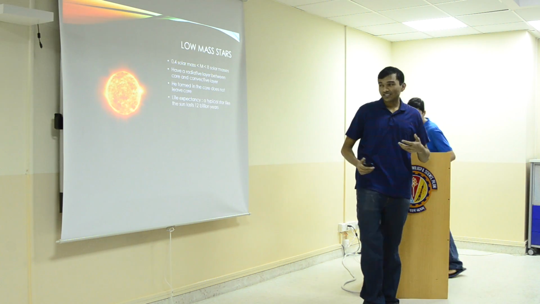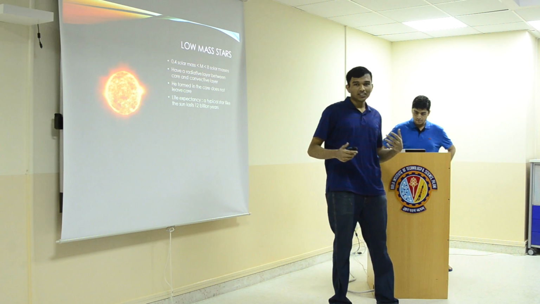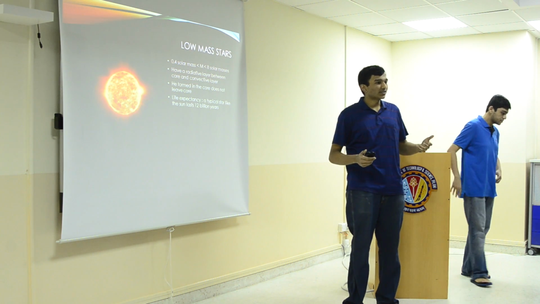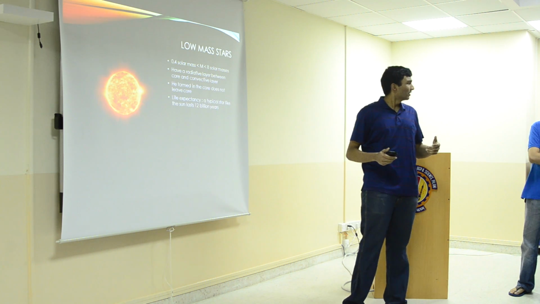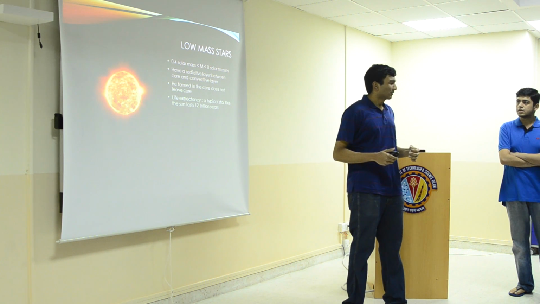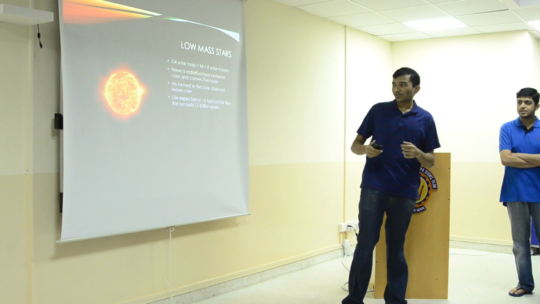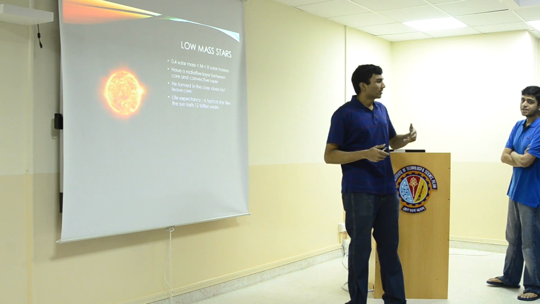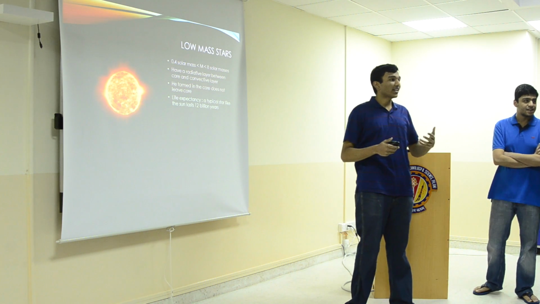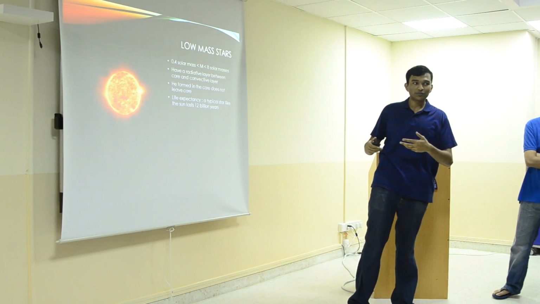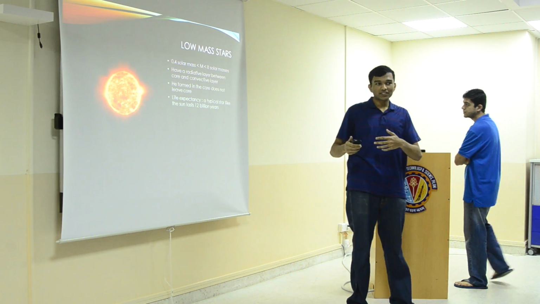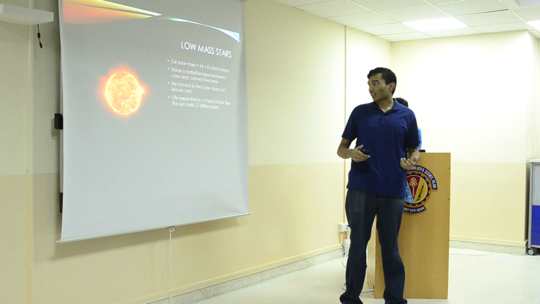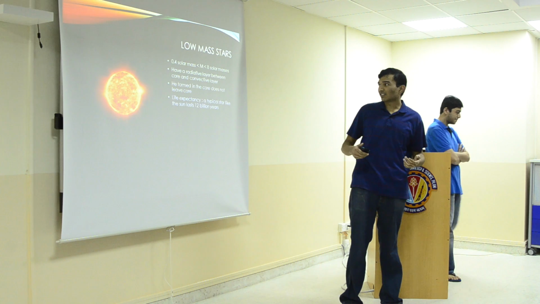Low mass stars are basically stars which are greater than 0.4 solar masses and lesser than 8 solar masses. I didn't explain how much a solar mass is: it's the mass of the sun. Stars above 8 solar masses actually die in a different way, so you can classify them with this scale. Low mass stars are stars like the sun, basically.